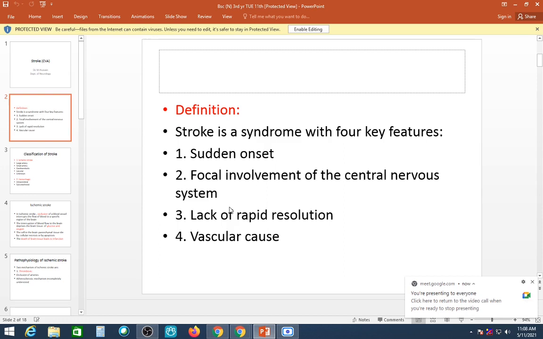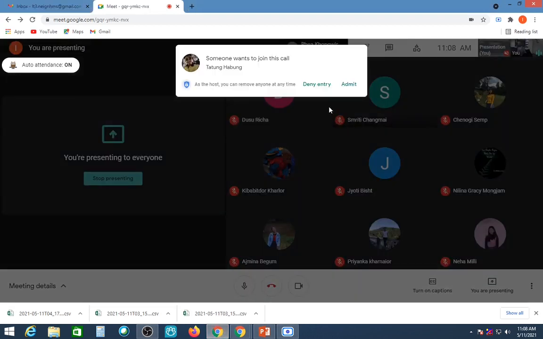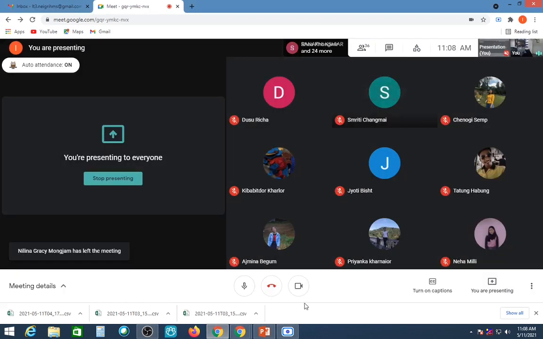There is lack of rapid resolution. It stays for a long time. The deficits or the problem, the symptoms due to stroke, they last a long duration, maybe lifelong also. So they do not get resolved very fast. And its cause is a vascular cause. It is because of disease of the brain blood vessels.